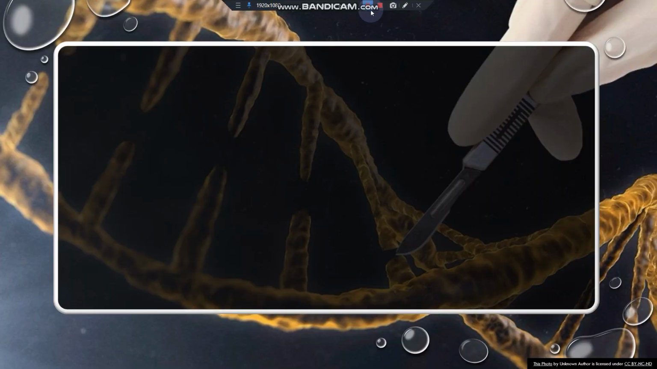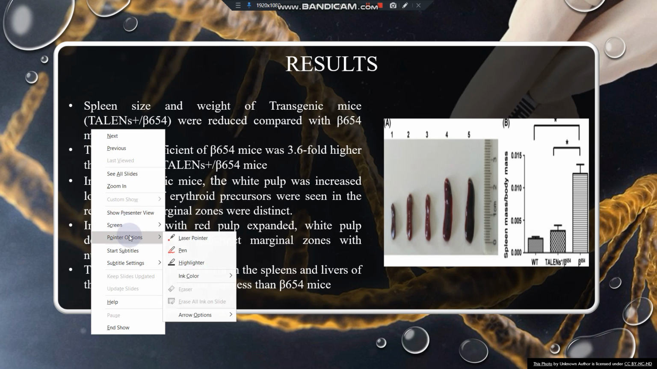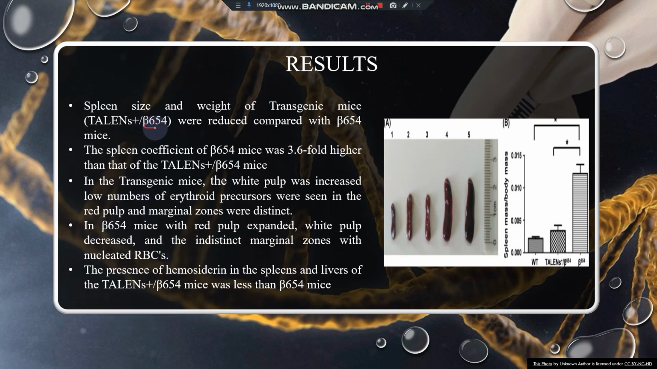So in the next slide we will be talking about the results. In this slide we have results from experiments that were conducted on morphological changes in the spleen and liver of transgenic mice. By transgenic mice I mean mice which contain the TALEN-mediated TALENs, as well as the defective beta thalassemia gene.